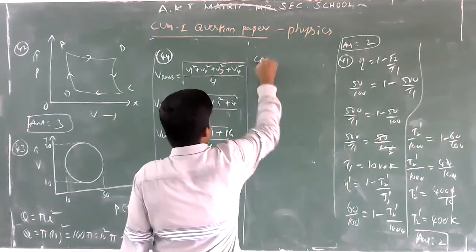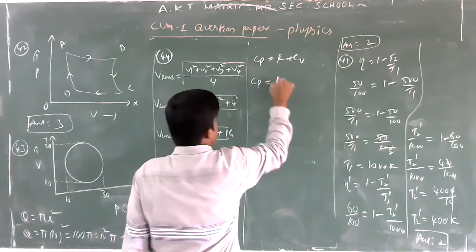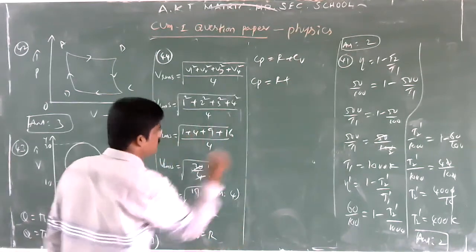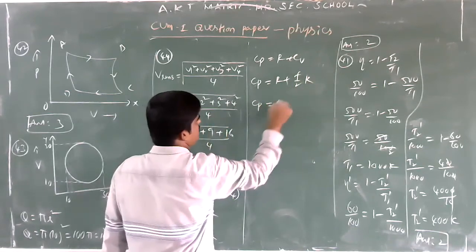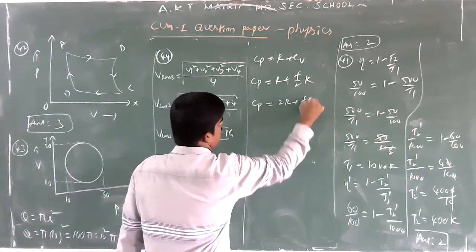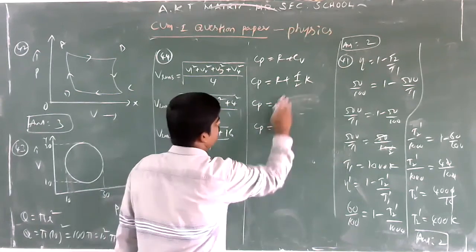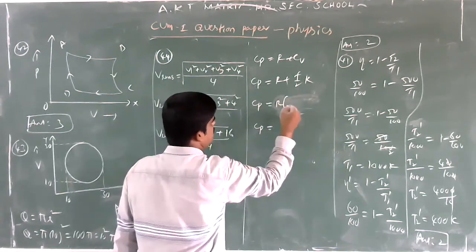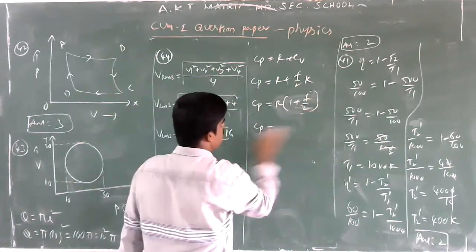Cp is equal to R plus Cv. What is the Cv value? F by 2 into R. Then Cp is equal to R plus F R by 2, which is R into 1 plus F by 2. So Cp is R into 1 plus F by 2.